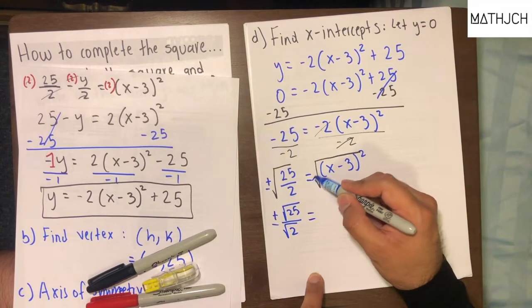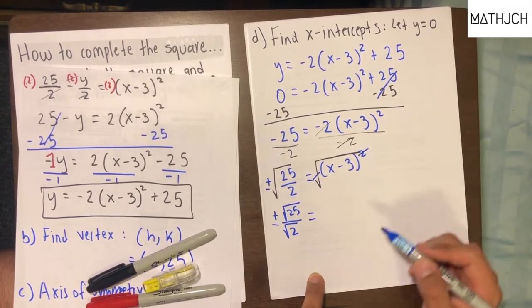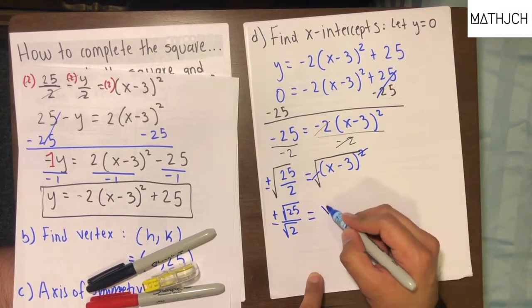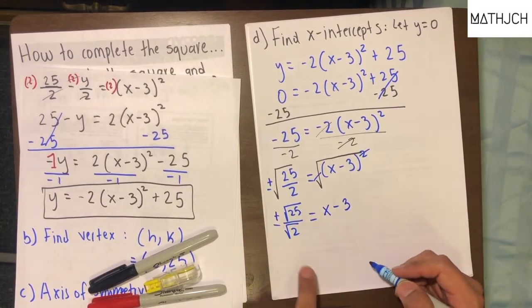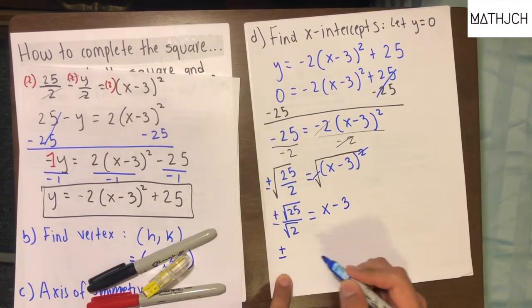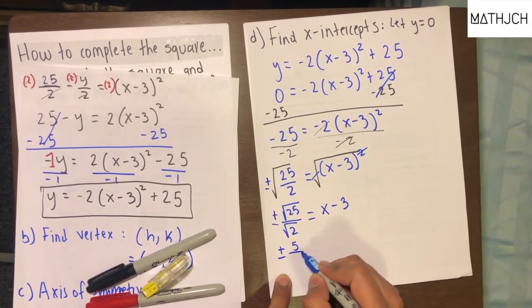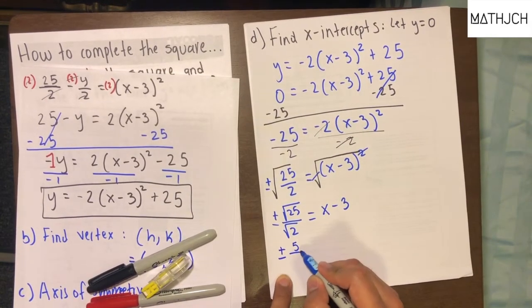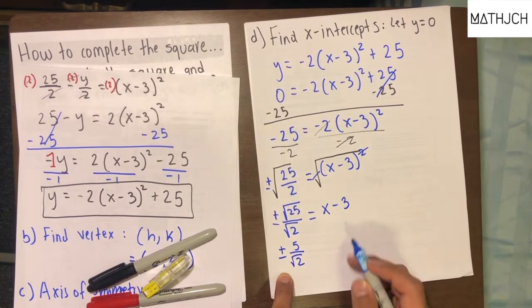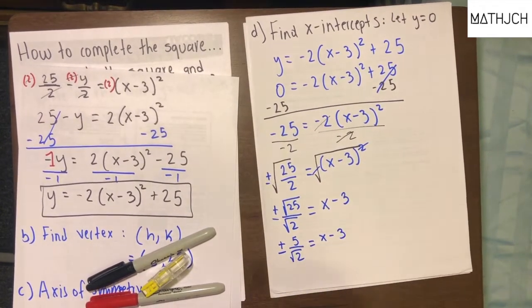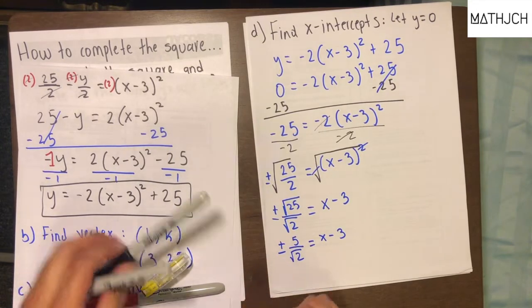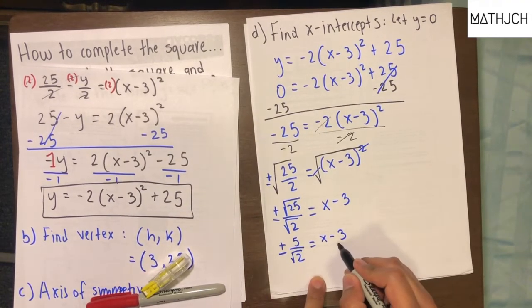This is the same as this one. Equals, now notice here, same square root, same exponent, gone. We are left with x minus 3. Now we could simplify the top, so we will be left with 5. There's no square root of 2, right? So we have to bring it down. Equals x minus 3.